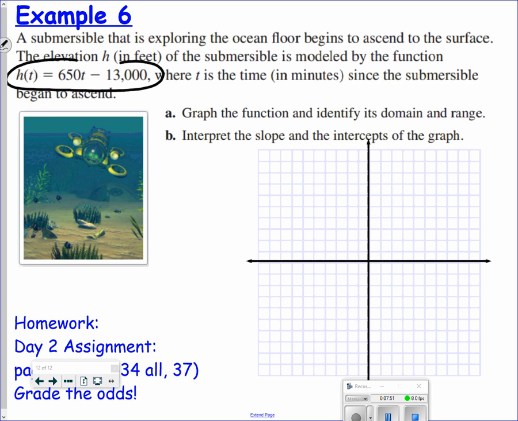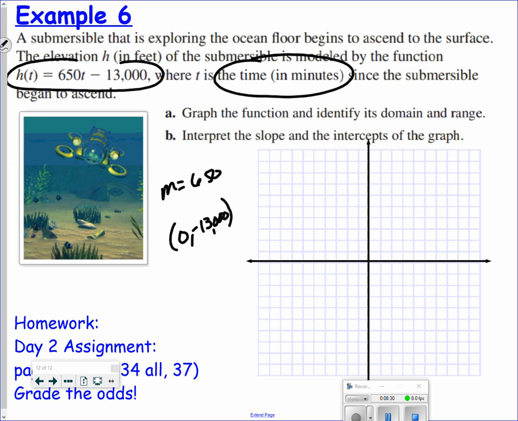So let's look at the slope and the intercept. I'm actually going to do B first. The slope is 650, and the y-intercept is at 0, -13,000. So what that means is my submersible is at -13,000, so it's down in the water, -13,000 feet. It's going up then 650 feet per second. Nope, sorry, per minute. Sorry, time is in minutes. So every minute this is going to go up 650 feet.